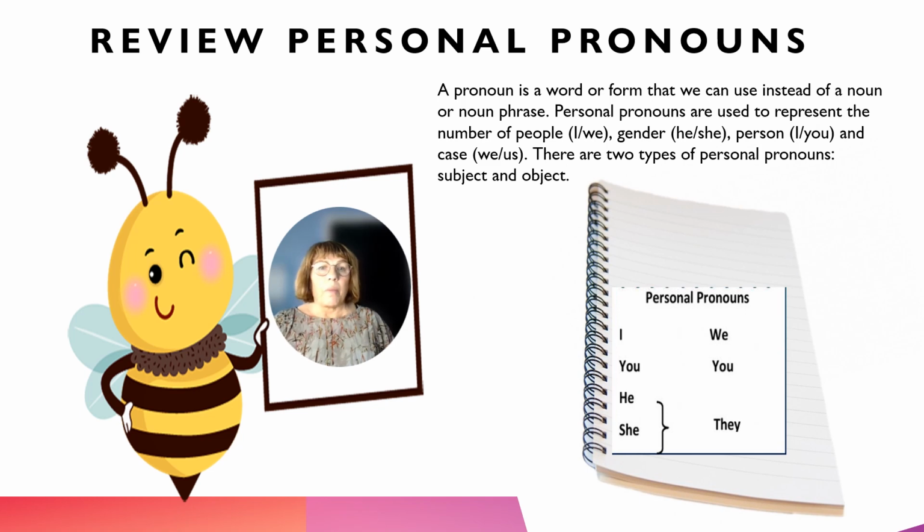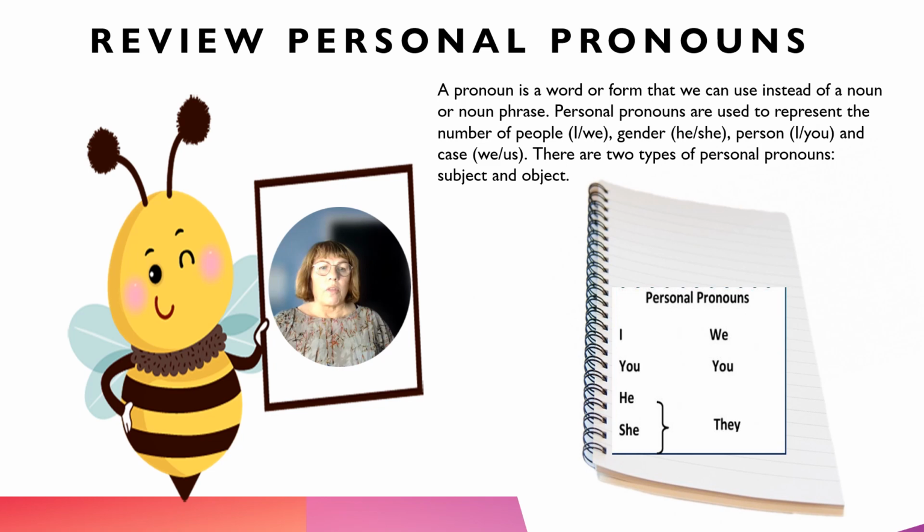Remember, a pronoun is a word that replaces a noun. And for personal pronouns, we use them to represent people. When we use I or we, if we're looking at gender, if we're looking at the person, or if we're just talking about a number when we're thinking about we and us. So we talked about there are 2 types of personal pronouns, subject and object.